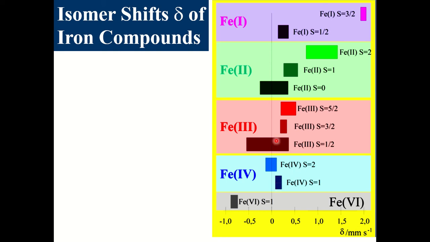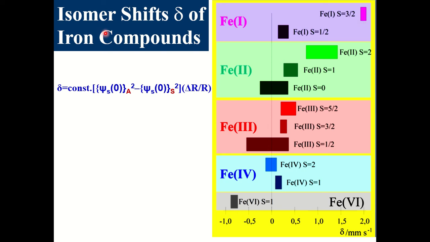So we are seeing one more thing that we can see here. The most negative isomer shift is obtained in the case of Fe6+. The most positive isomer shift is obtained in the case of Fe1+. Why? Any idea?